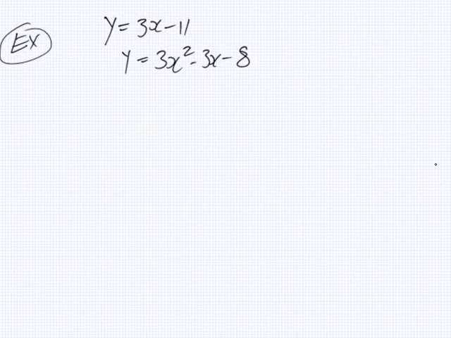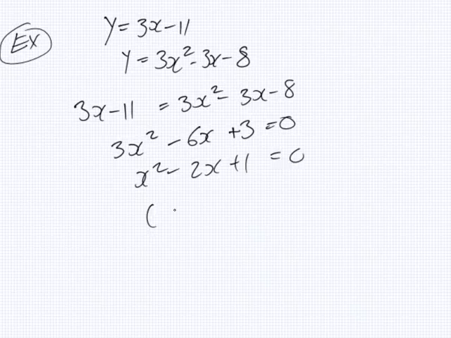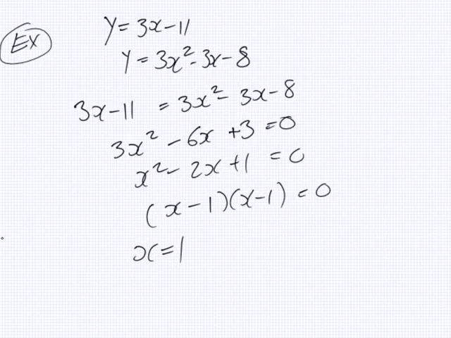So, using the substitution method, we can say that 3x minus 11 equals 3x squared minus 3x minus 8. That's all fine. So we get 3x squared minus 6x plus 3. Well, we can divide everything by 3, which I get this. And this is (x minus 1)(x minus 1). So we have only one answer, because it's a tangent here. If x equals 1, y will equal minus 8, by using this one.